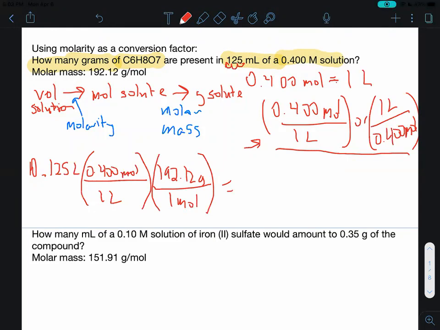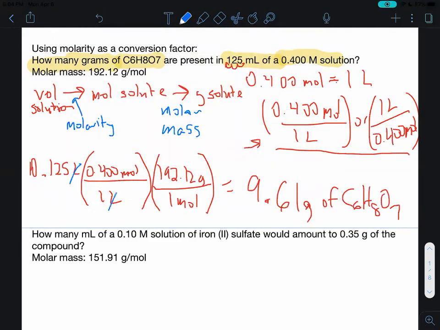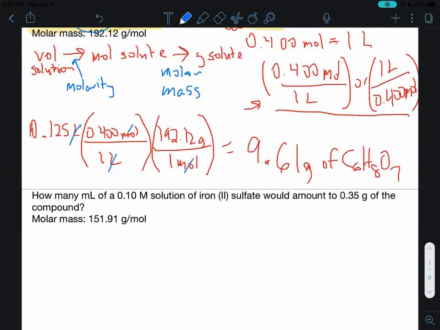So my calculator, 0.125 times 0.4 times 192.12 gives me 9.61 grams of C6H8O7. I want to check what those units were. Liters canceled out and moles canceled out, so I was indeed in grams, which is what the problem was asking for.